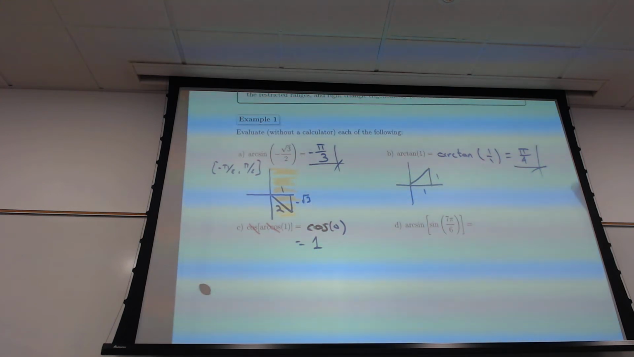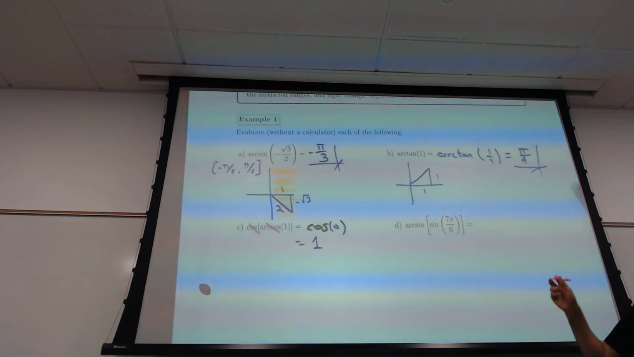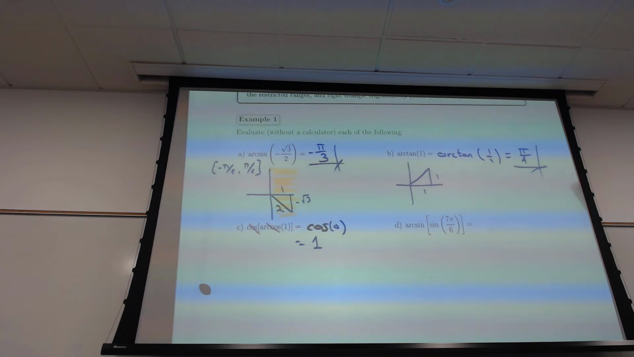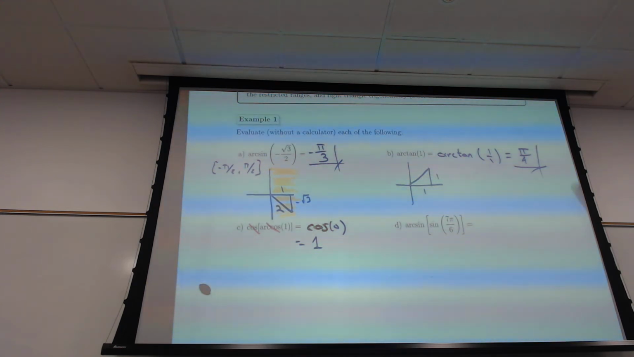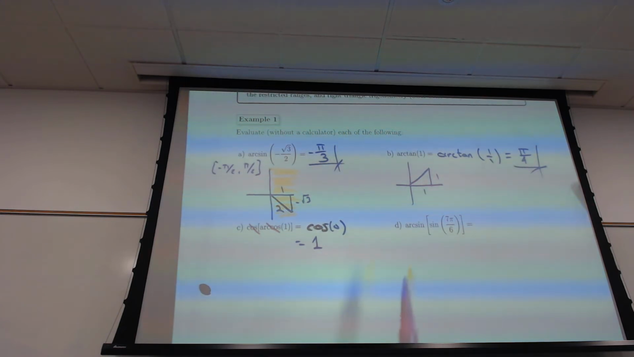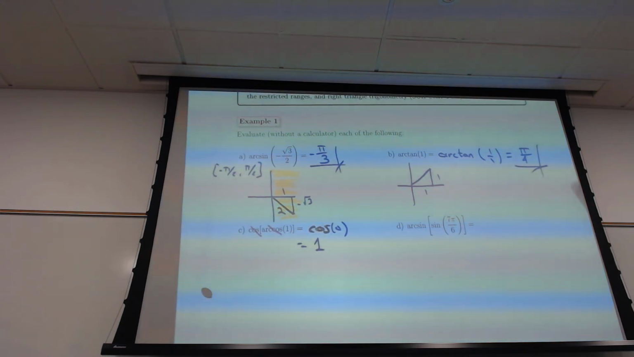Now let's have a look at letter D, arc sine of sine. Would it be the same situation? Would we be able to just cancel arc sine with sine in this case? No. Why not? Restrictions. Notice that the arc sine function only takes values between -1 and 1. So we're going to have some issues right here.